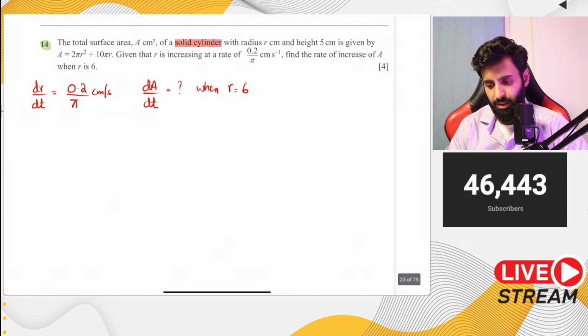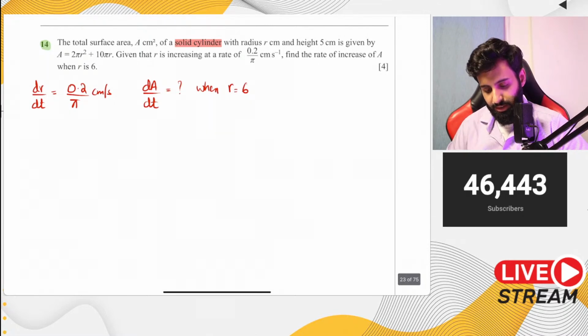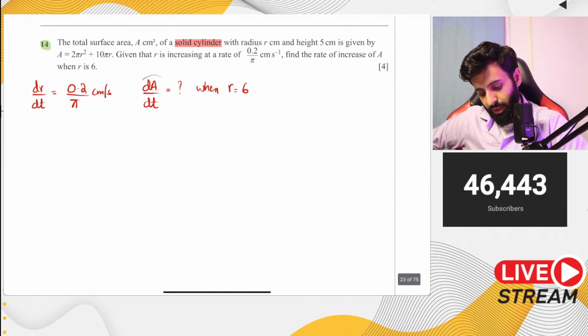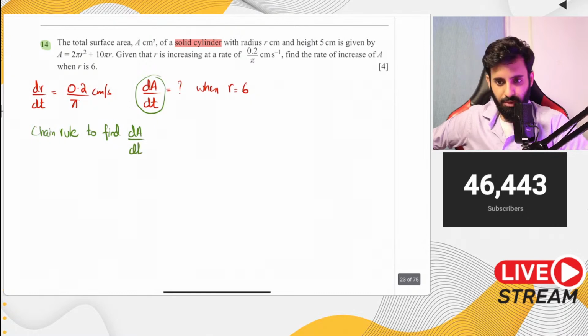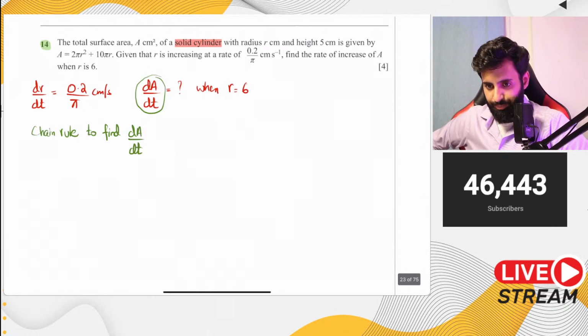Okay, now let's get back to work. So let's see what information we have. The first thing we need to do is make something called a chain rule, which we can then use to find dA upon dt. Because this is the first question, I'm not going to write it in detail every single time, so I'm doing it now. We need to make a chain rule to find dA upon dt.